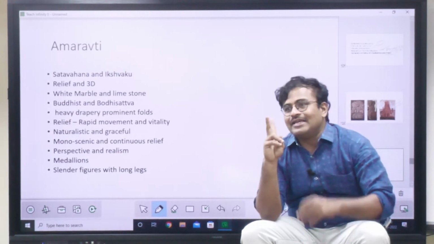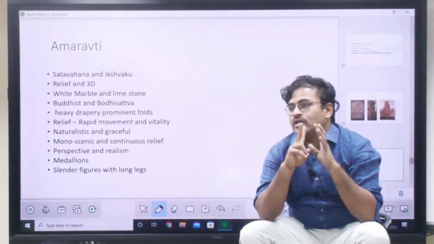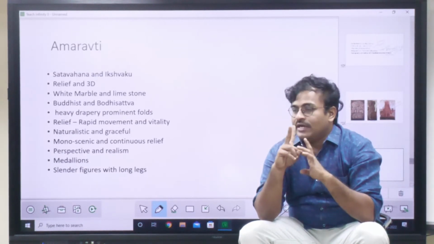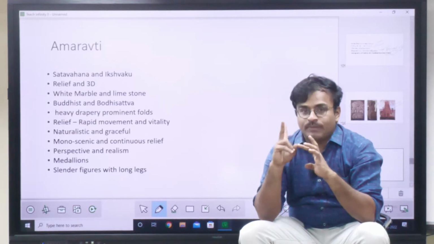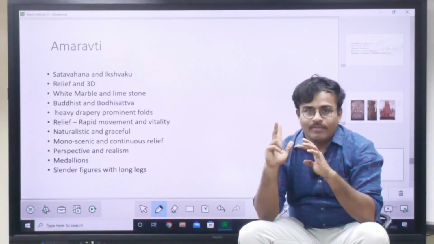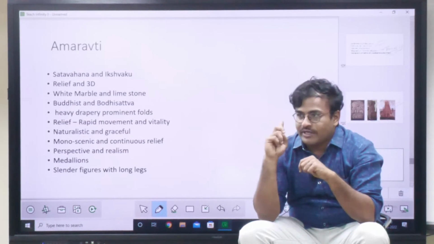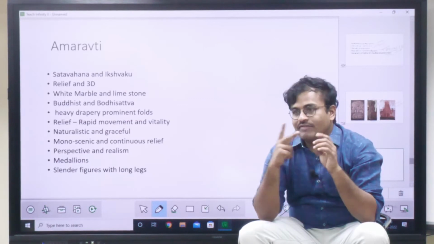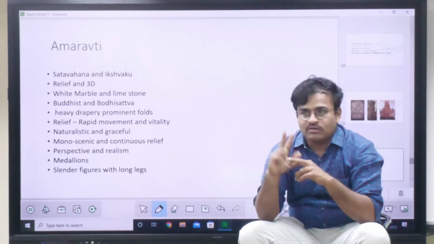Then the second thing is, in this Amaravati school of sculpture, they started developing the form known as perspective. Perspective is the form which tries to show depth. Remember, I talked about the absence of perspective in Bharhut. So they started developing perspective in their images. They were able to translate some element of depth. That is the second thing.